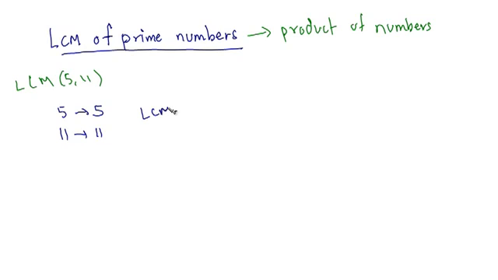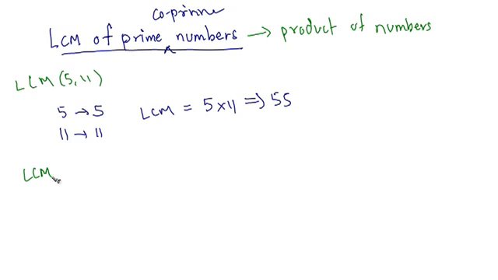And LCM is the product of prime factors with highest powers. So here the prime factors are 5 and 11, so we have 5 times 11, which is equal to 55. Thus, we can easily say that if we have to calculate the LCM of prime numbers, it is the product of those numbers themselves. Or if we have to calculate the LCM of co-prime numbers, then again it is the product of those numbers.